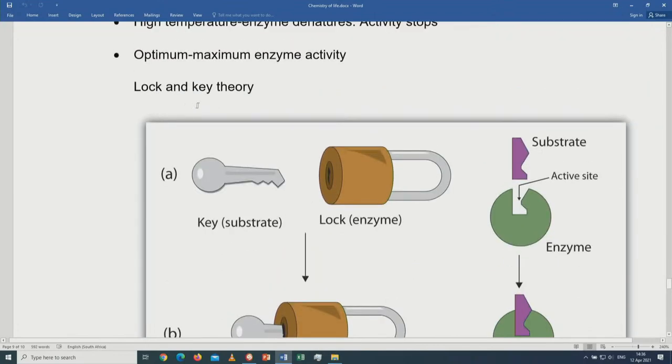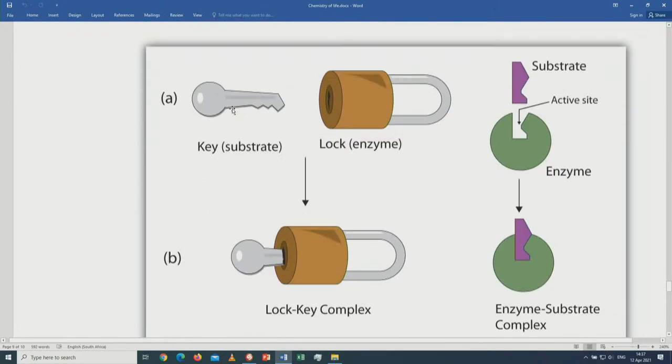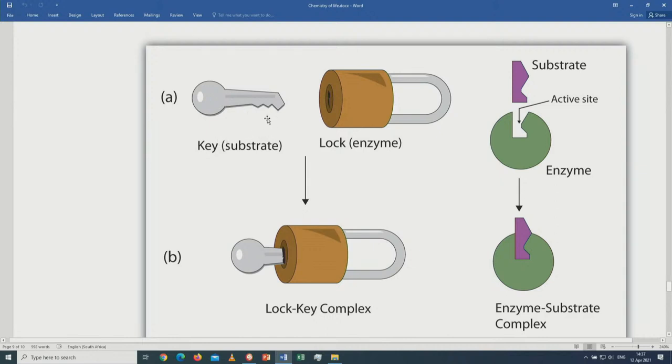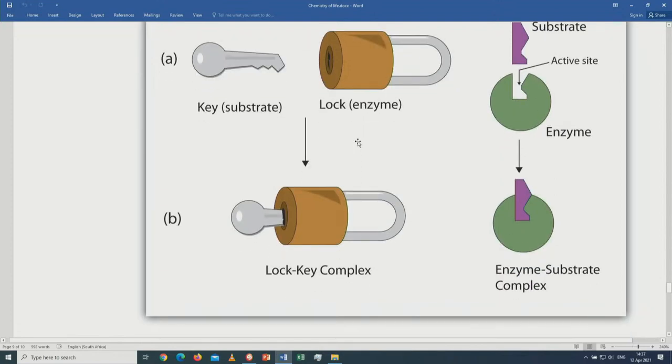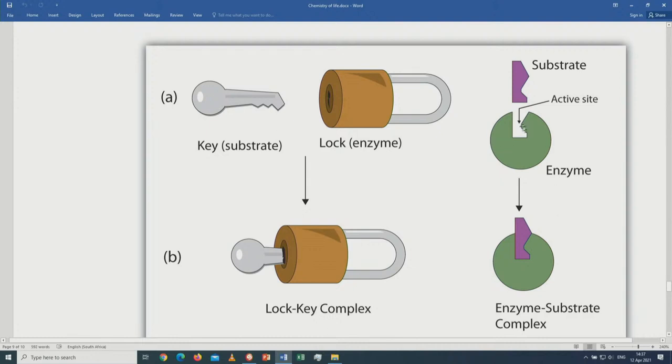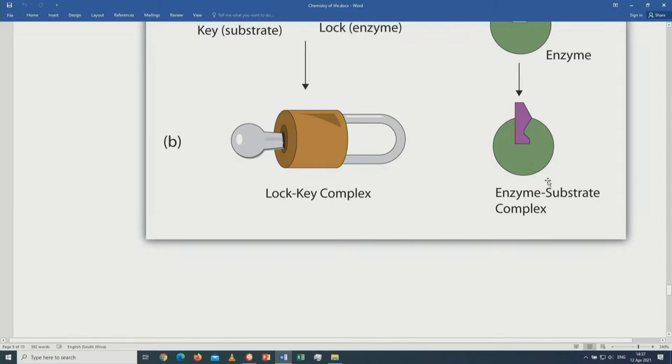So coming to the lock and key theory. Enzymes work in the same way as a lock and a key. A key is a substrate, and a lock is an enzyme. So when a key is fitted into a lock, we get the lock and key complex. Here, we have an enzyme, which is a lock, and then we have a substrate that fits into this enzyme through this side of the enzyme, which is called the active site, to form what is called an enzyme substrate complex.